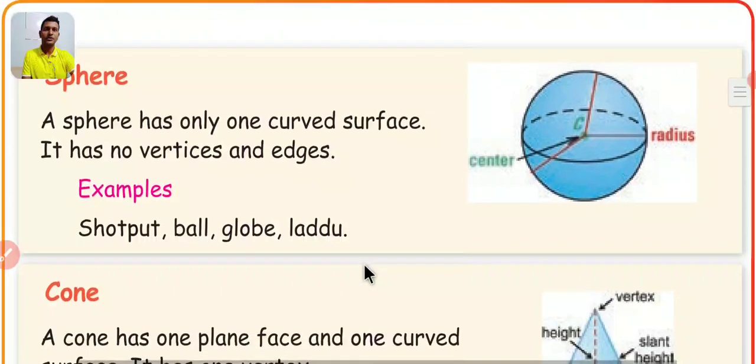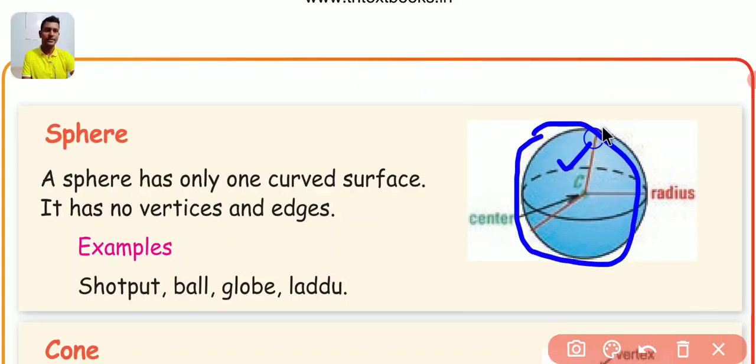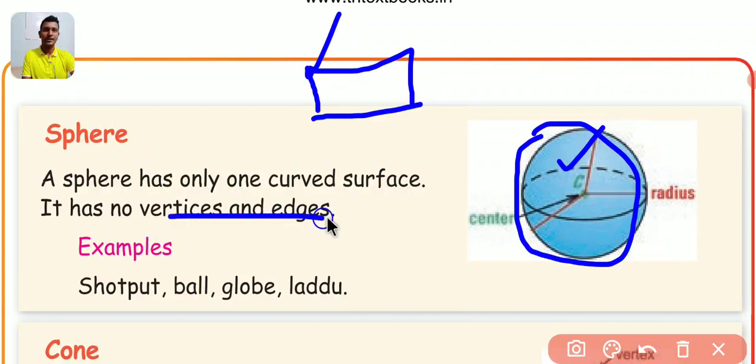Next we move on to sphere. A sphere has only one curved surface. It has no vertices and edges. Yes, it has only one curved surface. This is the curved surface. It has no vertices and edges. Edges means straight lines, and there is no straight line. Vertices means the lines joining at corner points, this point. There is no point like this. So there are no vertices and edges.